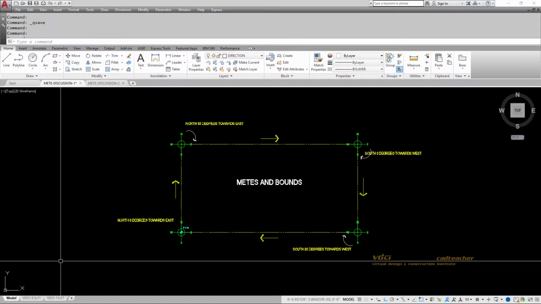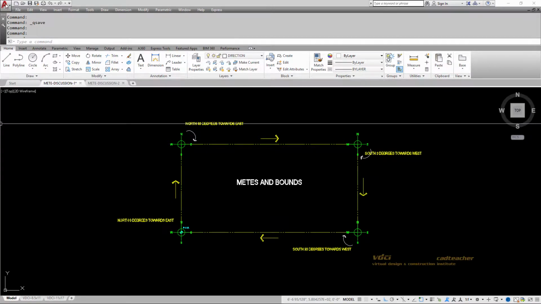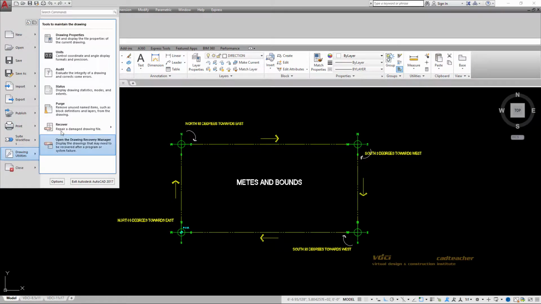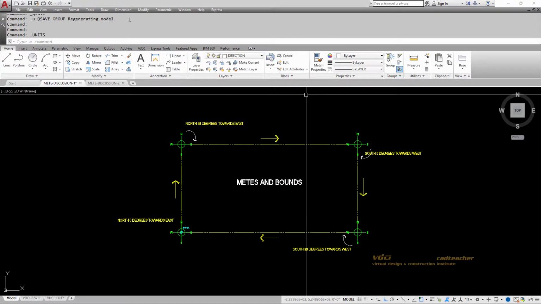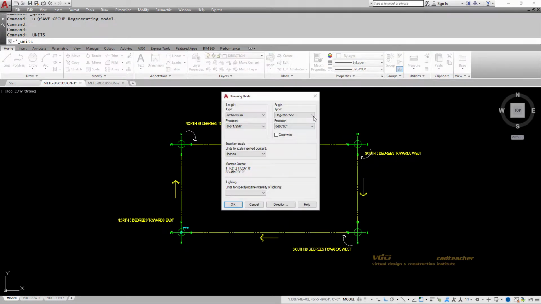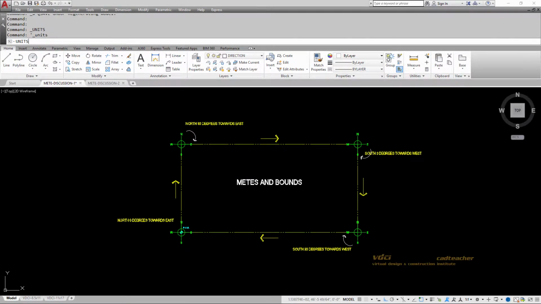Civil engineers who work on site plans, what we also call meets and bounds drawings, use different kinds of units. Let me show you how we can access the units command. I can go to the big A, which is the applications manager, go to drawing utilities and choose units. Or I can go up to format and choose units. Or I can just type the command units.